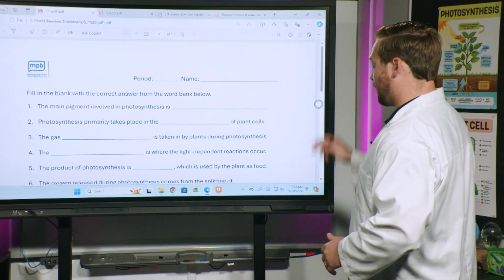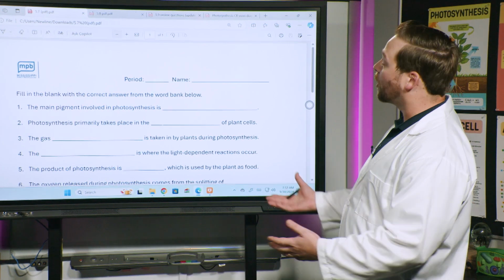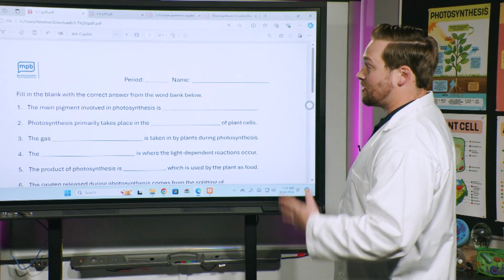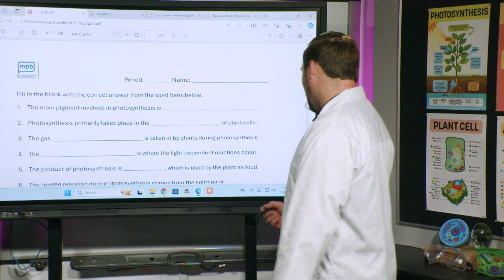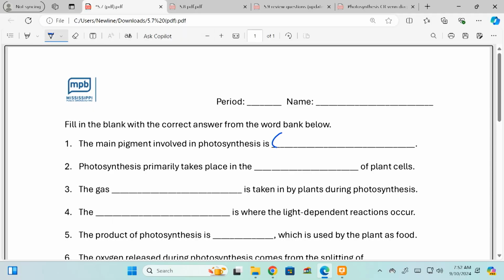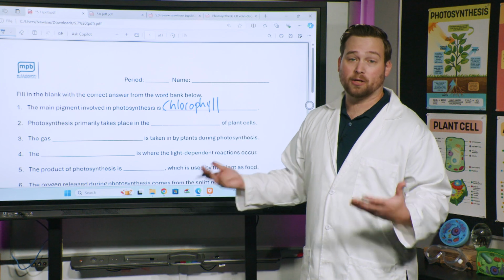So the first one here, there is a word bank at the bottom, so just feel free to use that and kind of cross out your answers as we're going over them, and that makes the process of elimination a little bit easier. So number 1 says, the main pigment involved in photosynthesis is what? Well, hopefully we remember that this is called chlorophyll, okay? Chlorophyll is the pigment that we're using here. So we'll go ahead and write that in. Chlorophyll is that green pigment. It's why plants are green, because they're filled with this chlorophyll, which is a green pigment.